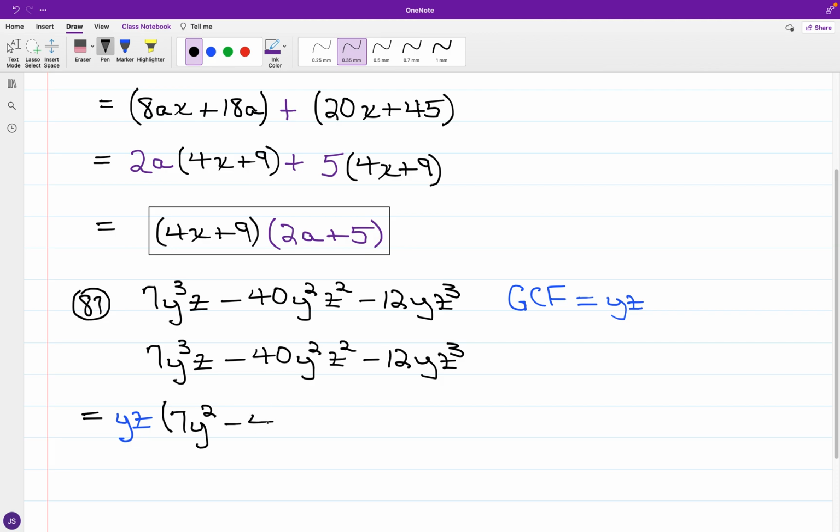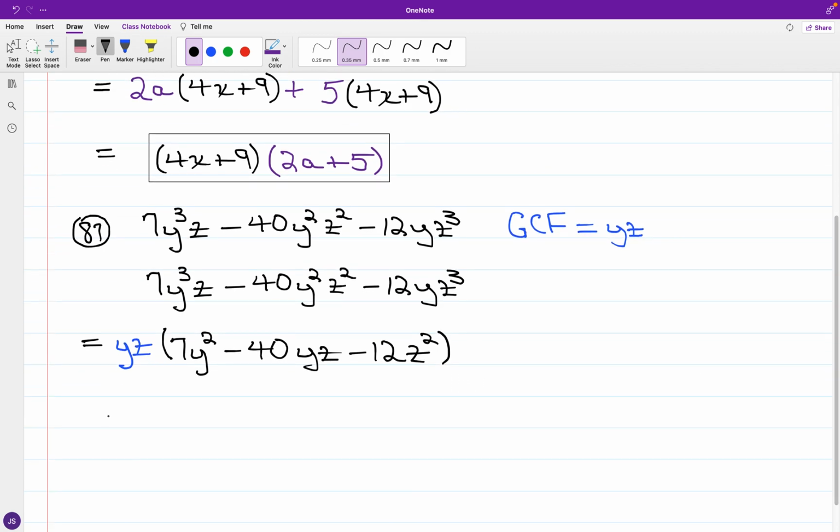Then we have minus 40. And yz into y squared z squared, this will leave us with yz. And yz into negative 12 yz cubed, we have y into itself is 1, z into z cubed is z squared. So at this stage we have at least partial factorization utilizing the greatest common factor.